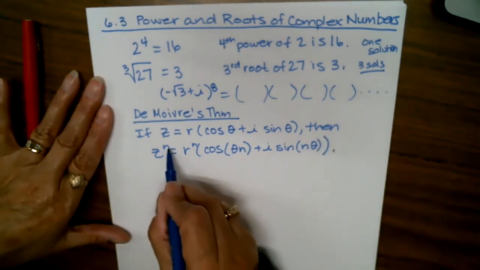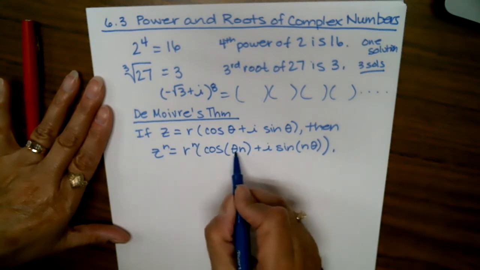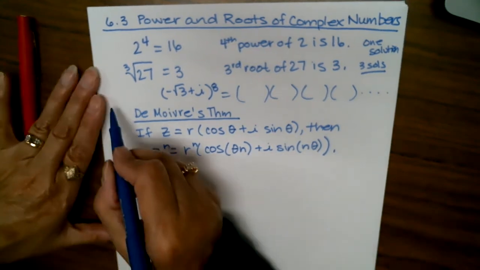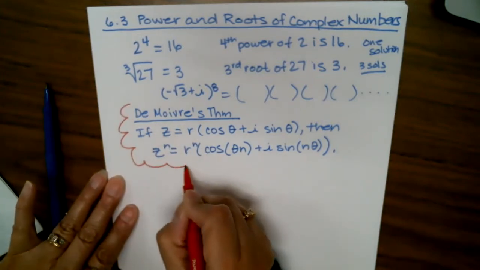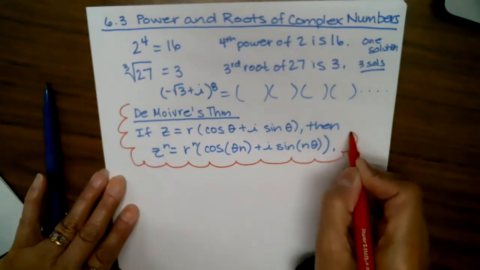Notice that if it's the 3rd power, you would say r to the 3rd and put a 3 there and put a 3 there. The answer to this, we have 1 solution. There is 1 solution to this. We raise something to a power, we get 1 solution.